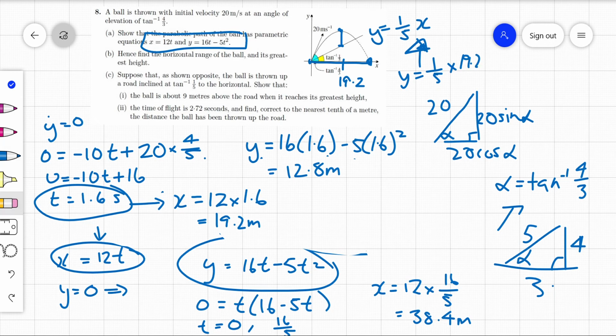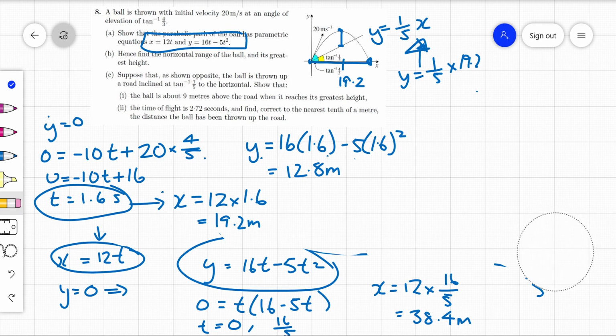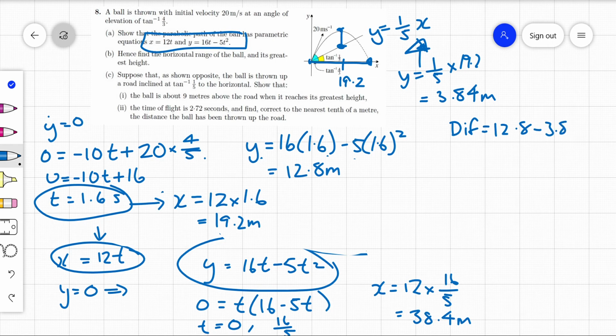So a 1/5 of 19.2 is 3.84 meters. So this is on the road is 3.84, where our greatest height is 12.8. So the difference between those two is 12.8 minus 3.84. So it's actually 8.96. So it's approximately 9 meters difference. So the ball is about 9 meters above the road when it reaches the greatest height. Yes, we've shown that. All right, so then what do we have to do?